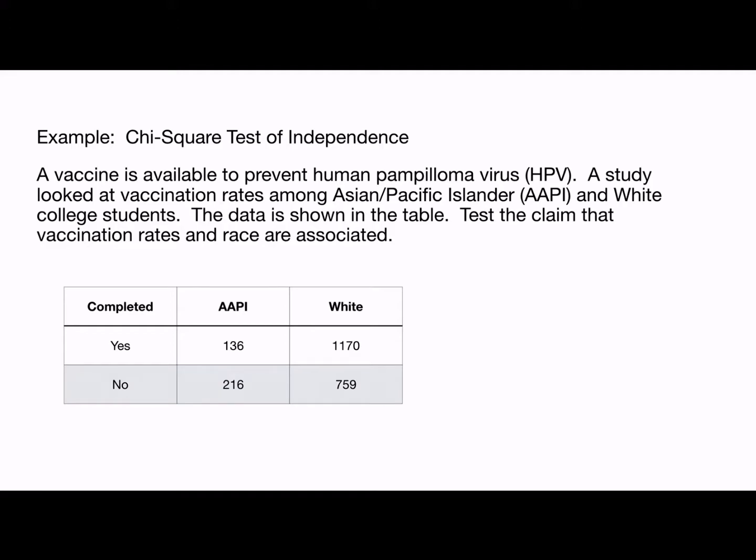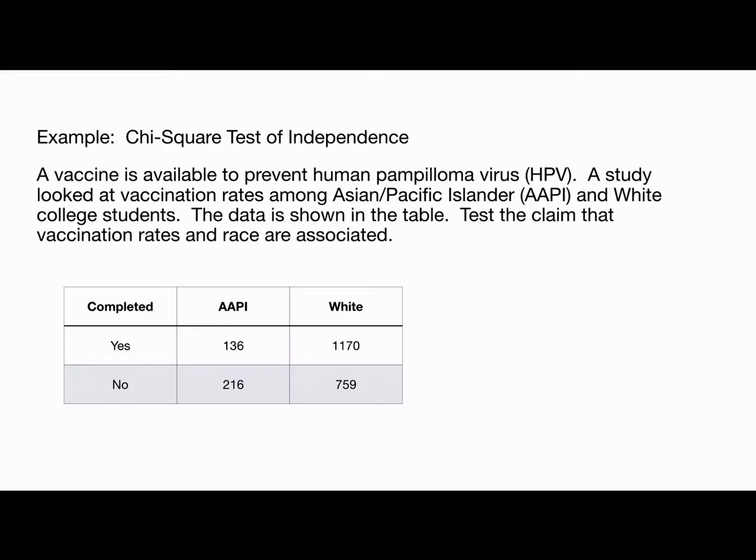This is an example of a chi-square test of independence. A vaccine is available to prevent human papillomavirus, or HPV. A study looked at vaccination rates among Asian Pacific Islander students, AAPI, and white college students. The data is shown in the table. Test the claim that the vaccination rates and race are associated.